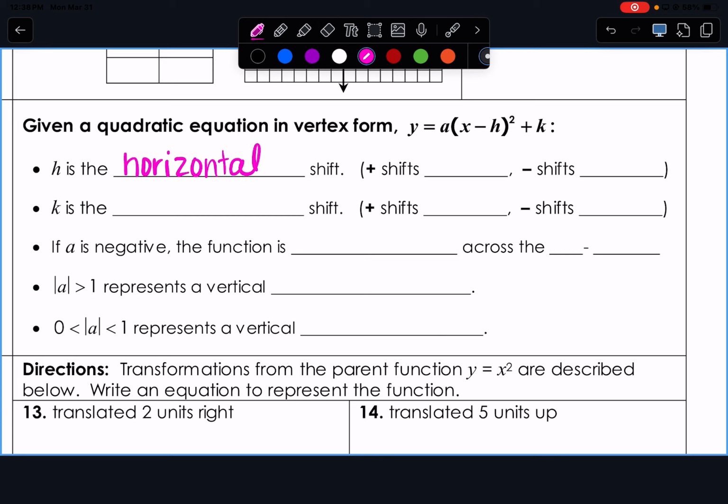A plus shifts it to the left. A minus shifts it to the right. K is the vertical shift. Plus shifts it up. Negative shifts it down.